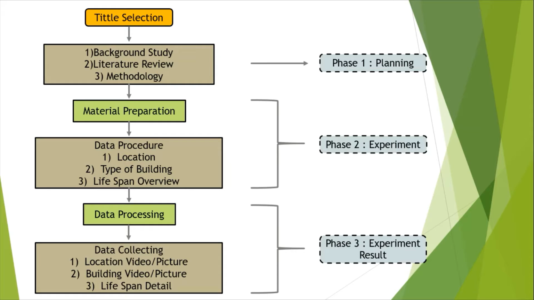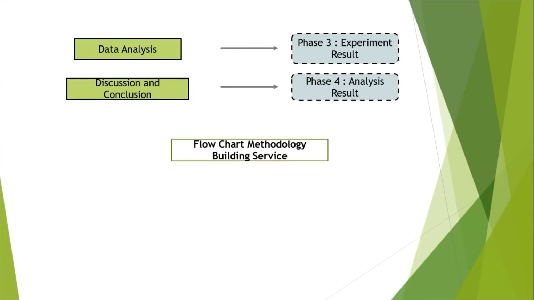So phase 2, the experiment. We will make the material preparation, which is the data procedure that includes location, type of building, and lifespan overview of the building. In phase 3, which is the experiment result, we have data collection of the location, the video or picture of the building, and the lifespan detail of the building itself.